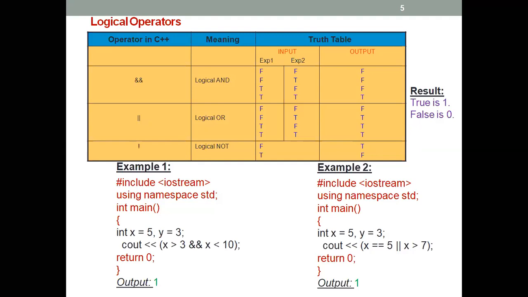But if two conditions are true, the output will also be true. Okay, there is no need for both conditions to be true. Only one is enough. If one condition is true, the output will be true.